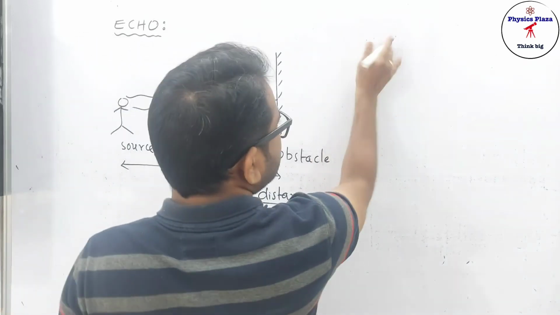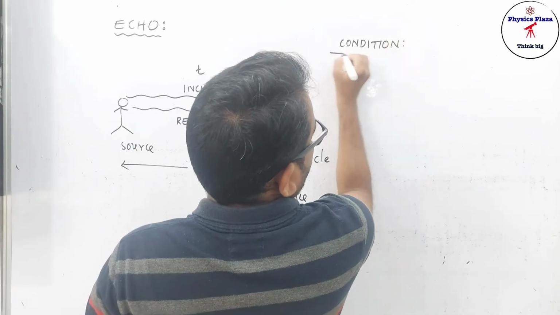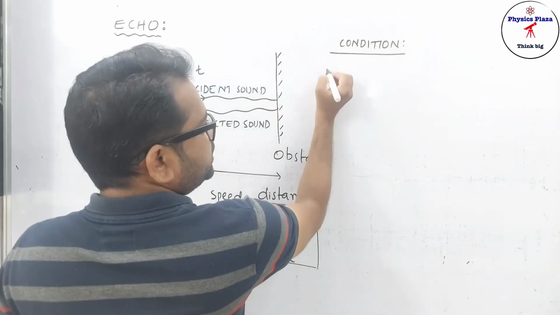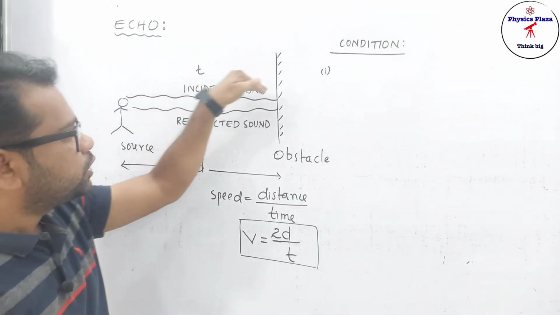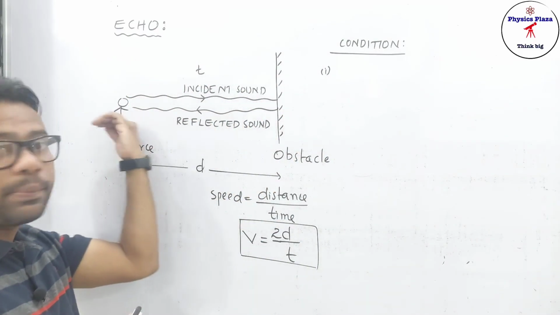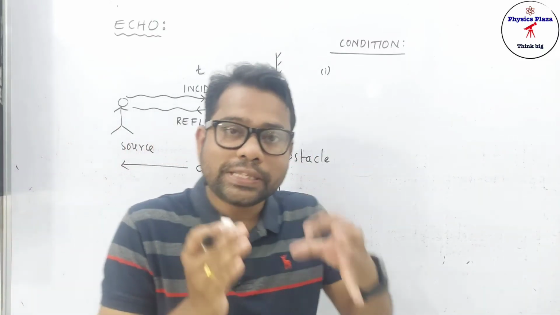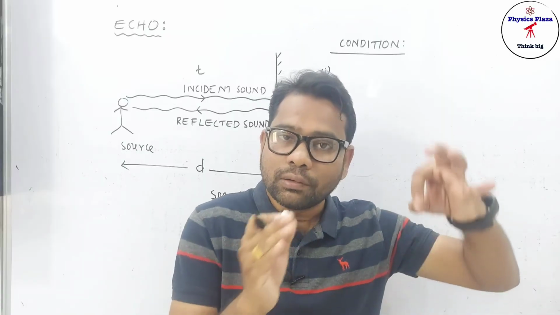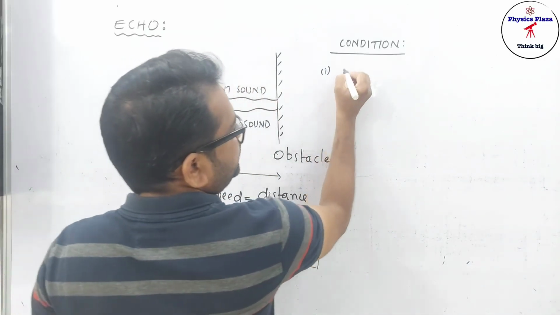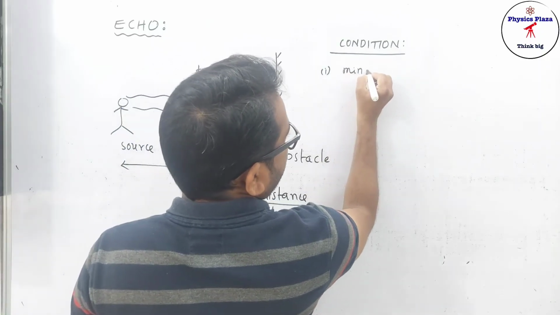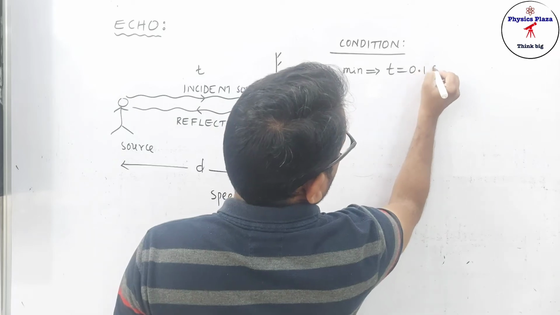Now, let us discuss the conditions to hear the echo in a proper manner. Okay, children. So, the first point. Here, this original sound is going, striking the obstacle, and coming back. So there must be some time gap, definitely. What is the minimum time gap between the original sound and the reflected sound, children? The minimum time is 0.1 second.